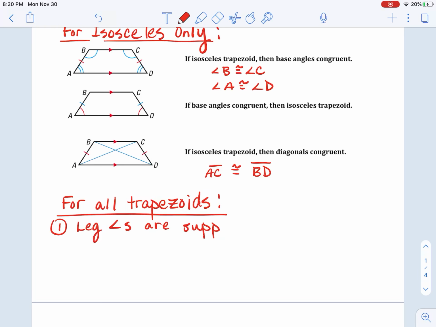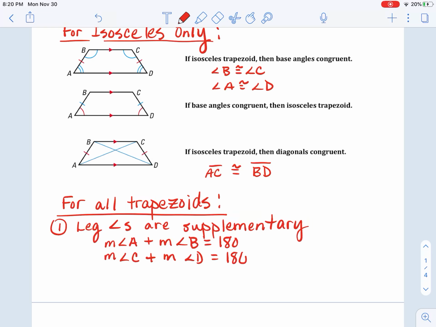And that means, again, run along your legs, your non-parallel sides. That means the measure of angle A plus the measure of angle B will equal 180. That's one set of leg angles. The other set of leg angles would be C and D, so the measure of angle C plus the measure of angle D will also equal 180. And again, that should tie back to our chapter on parallel lines and transversals.